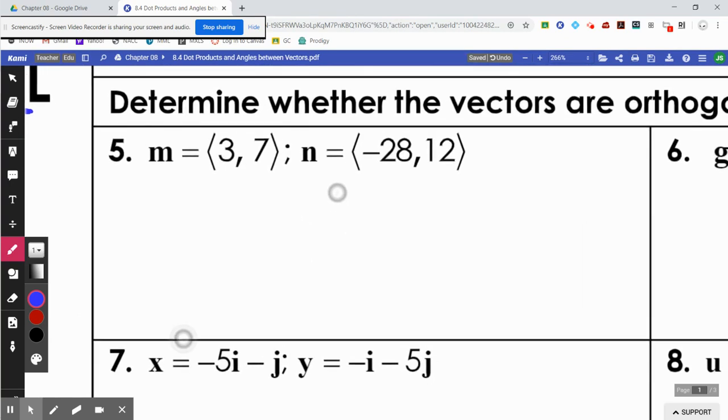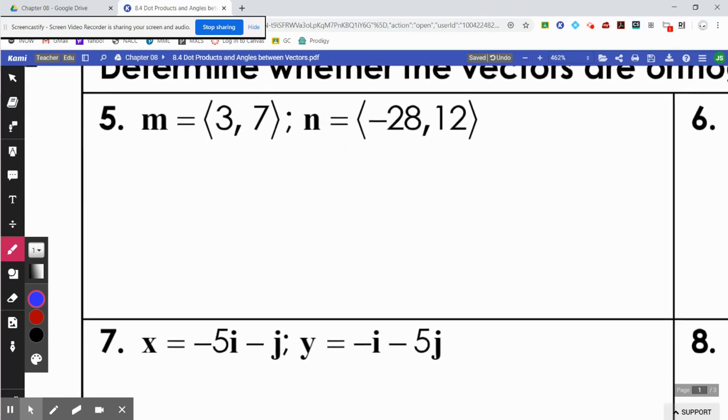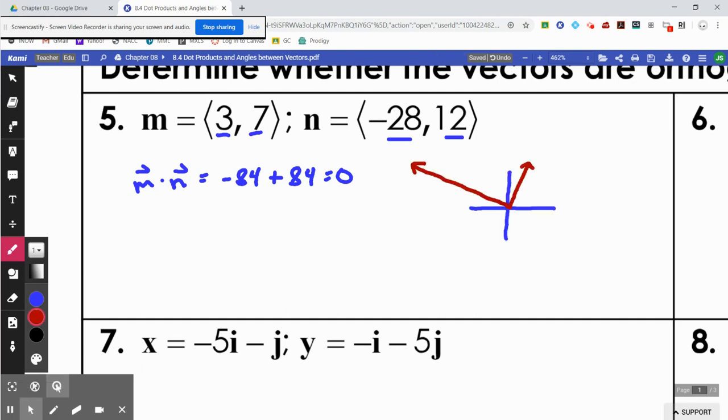Again, the way we're going to do that is we're going to find the dot product. If the dot product is equal to 0, then they're perpendicular. Multiply to find m dot n. We're going to multiply 3 times negative 28, which is negative 84, plus 7 times 12, which is positive 84, which gives us 0. And we could graph these two vectors, and we will find out that they are perpendicular. I just sketched out a little graph of what this would look like, and you can see that if they are perpendicular, then they would form a right angle right there.